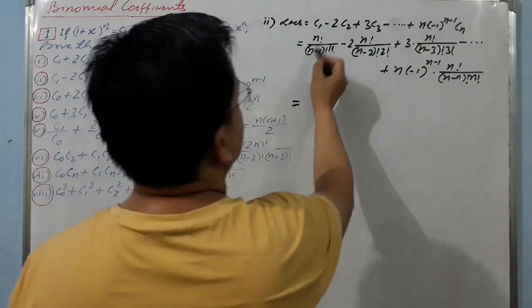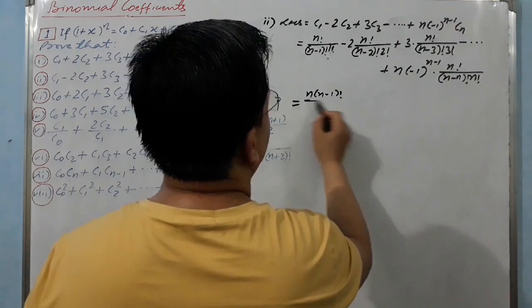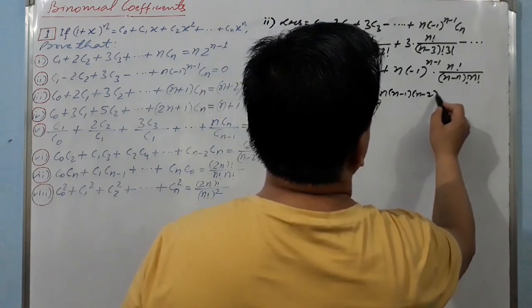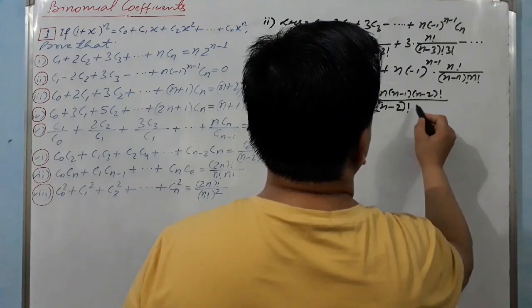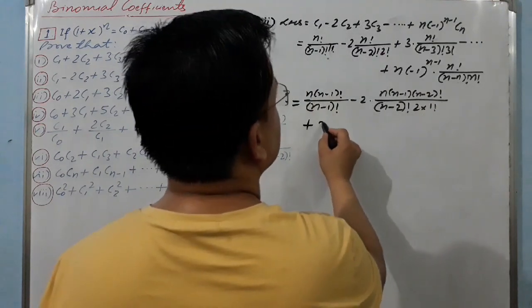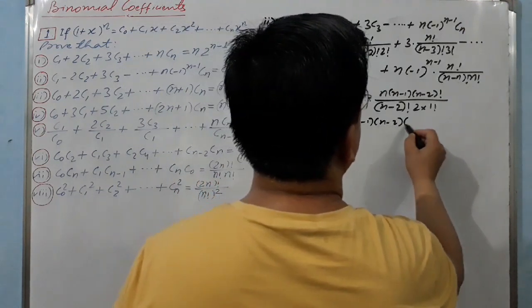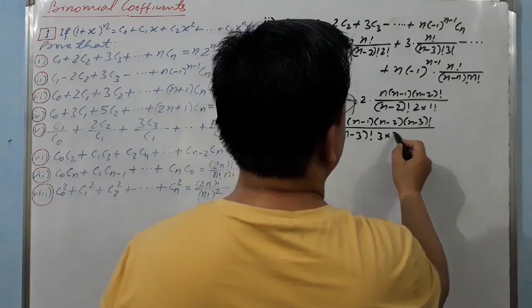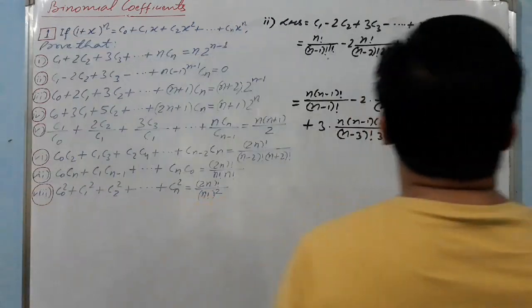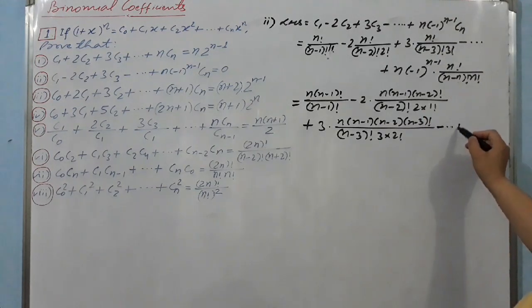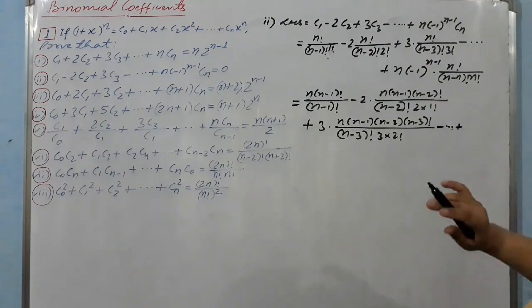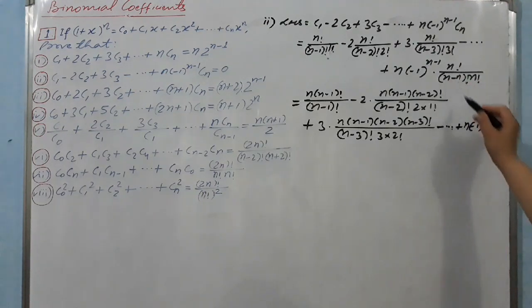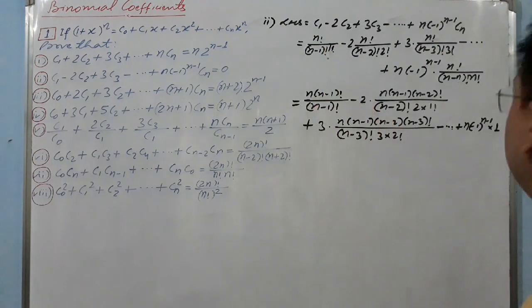Okay, so here we can write n times (n minus 1) factorial over (n minus 1) factorial, minus 2 times n (n minus 1)(n minus 2) factorial over (n minus 2) factorial 2 times 1 factorial, plus 3 into n (n minus 1)(n minus 2)(n minus 3) factorial over (n minus 3) factorial and 3 times 2 factorial, minus dot dot dot, plus (minus 1) raised to power n minus 1, n factorial cancels, 1 upon 0 factorial means 1, as I told you in the first part, right?